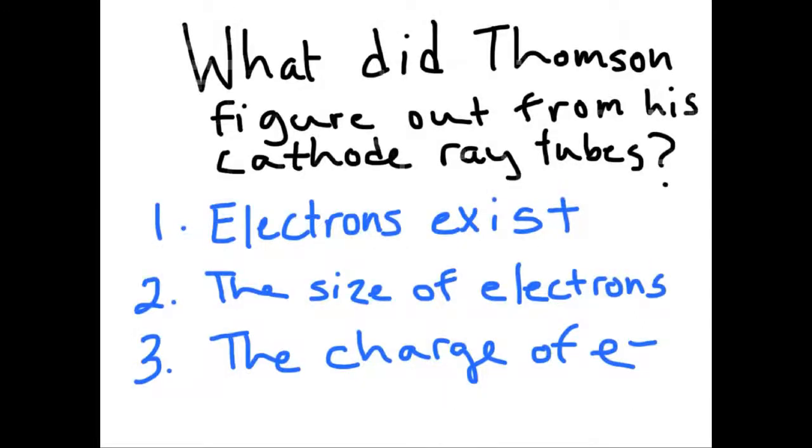So basically, Thomson used these cathode ray tubes to literally figure out that electrons are a thing, how large they are, and how much charge they have. And now finally we get to televisions. Well, old televisions. Not the new ones you kids are messing around with these days.